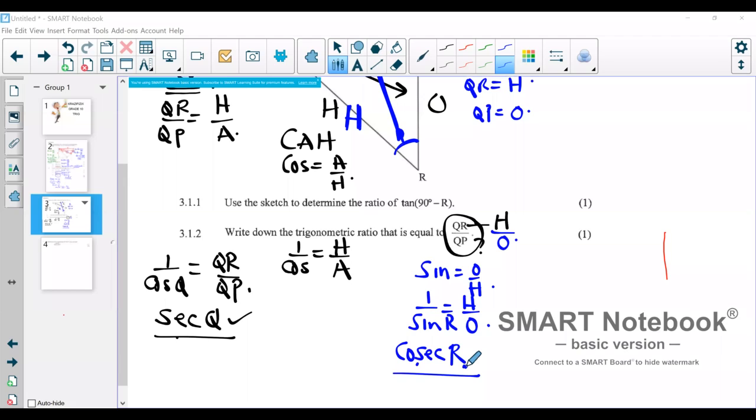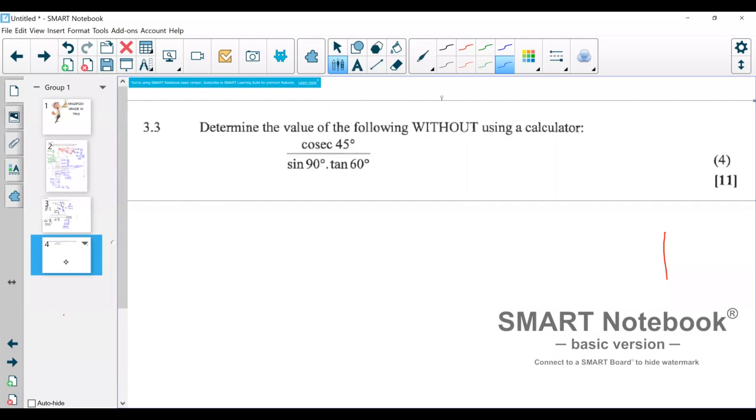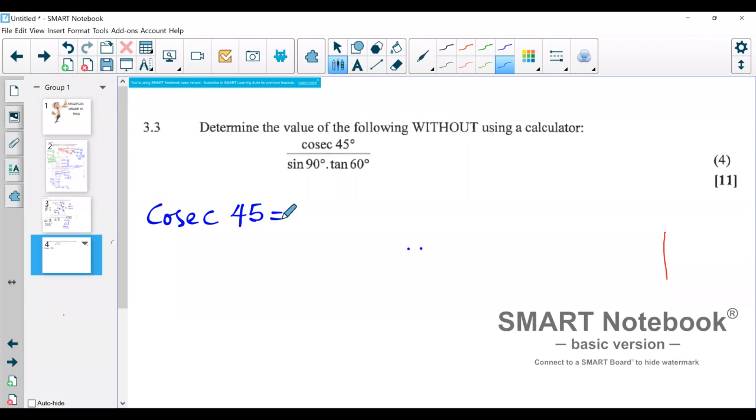All right, now let's look at the last question. Determine the following without the use of a calculator. And I hope you did not use a calculator here. Anyway, there's no way you're going to get a calculator for cosec. So what do we do? What is cosec first? Let's start from there. Cosec 45. Remember, don't forget, your cosec is 1 over sine. So basically, this is 1 over sine 45.